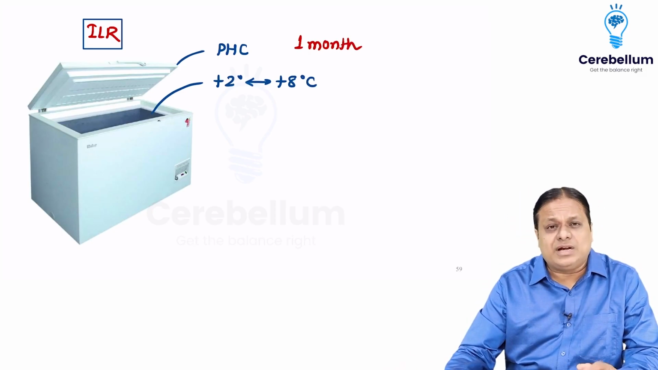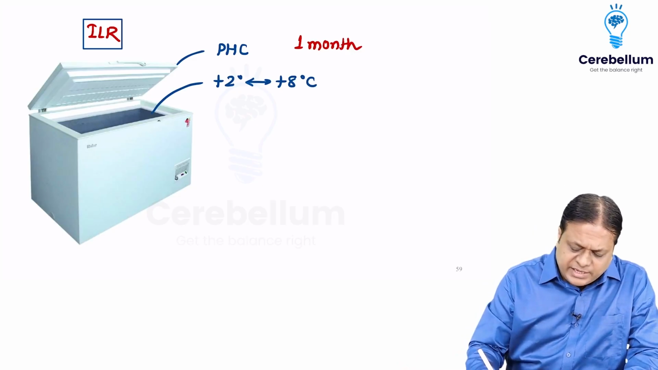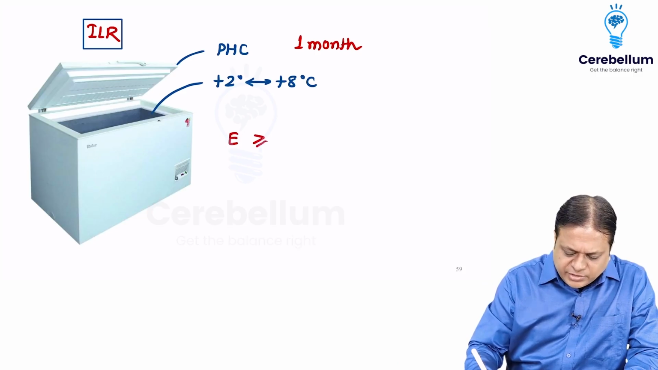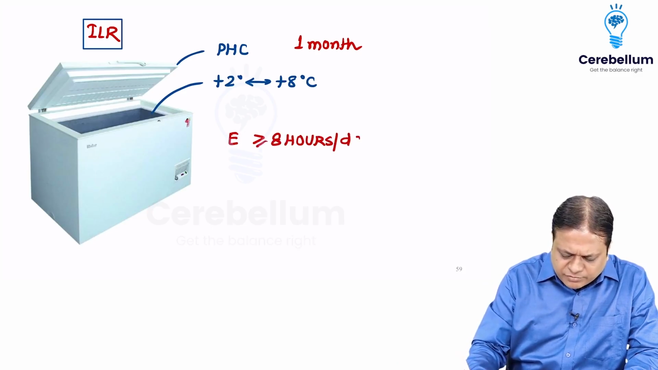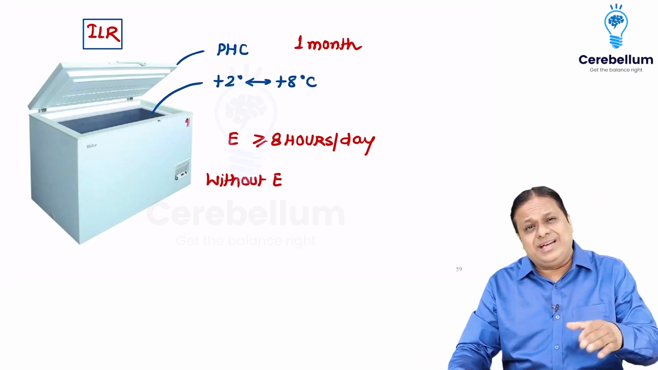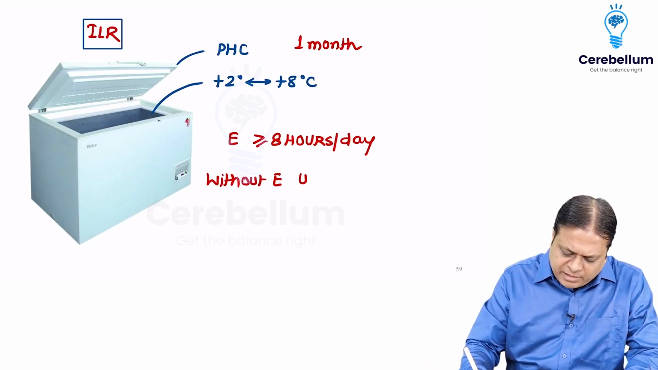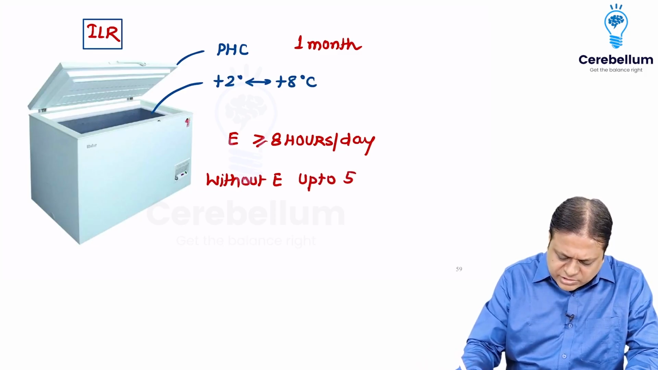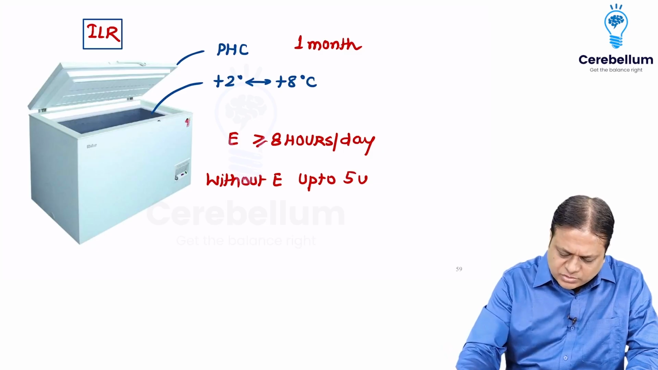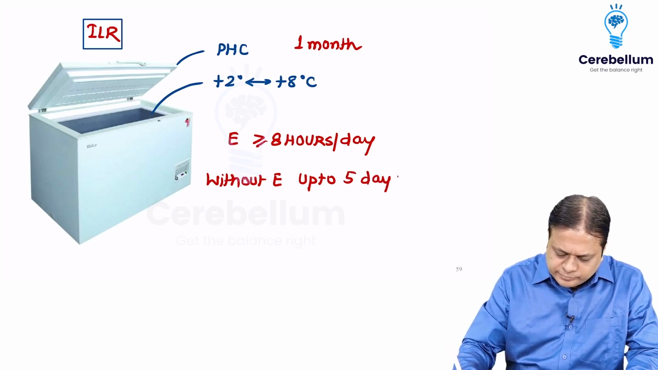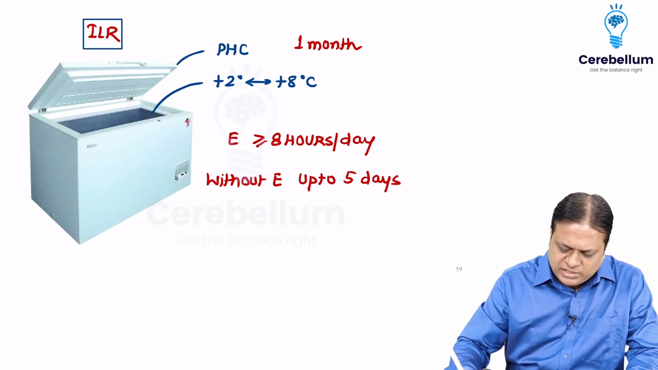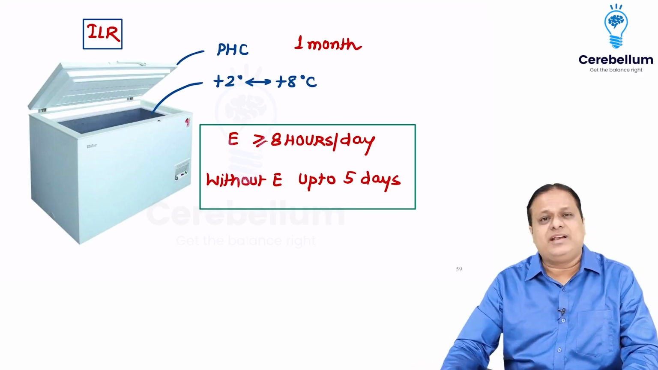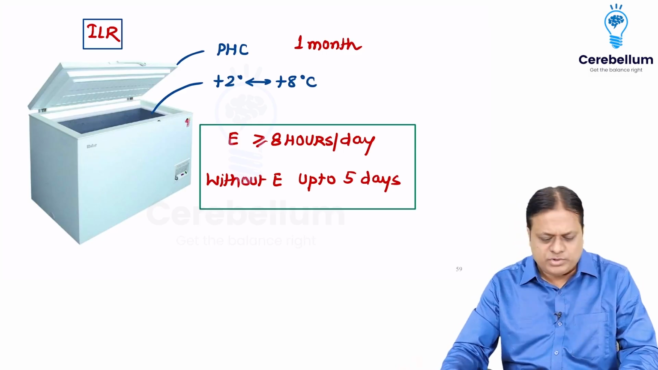Now, what is the unique advantage of this particular instrument? That it requires electricity only 8 hours a day to maintain the temperature of vaccines. And without electricity, if there is a continuous interruption in the supply, it can maintain temperature of vaccines up to 5 days also. So these unique features make ice-lined refrigerator an important component.